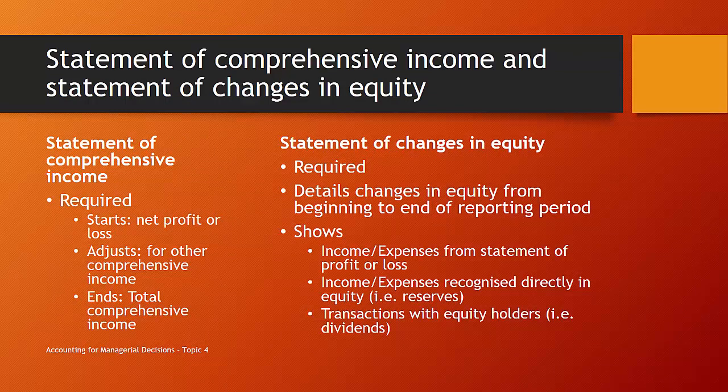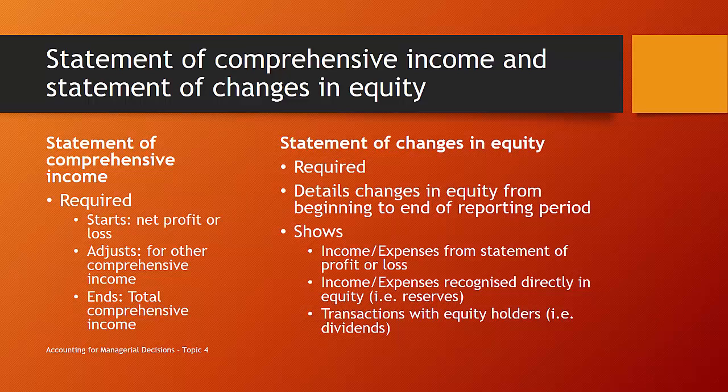So, wrapping up, the statement of comprehensive income and the statement of changes in equity. We'll see some examples from Woolworths in a second. As always, I would highly advise you to download and look at the Woolworths 2017 report, and also look at a whole bunch of different reports to see the things we're talking about. The statement of comprehensive income is required. It starts with net profit and then adjusts for some other things, and we'll have a look at what those other things are.